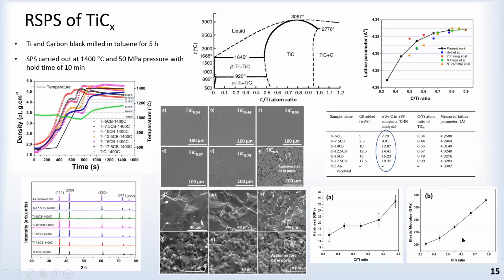We have measured the hardness and elastic modulus of these carbides as a function of the C by Ti ratio, and we also measured the lattice parameter, and from the lattice parameter we can get the C by Ti ratio using this kind of graph. This is very important because TiC is used as a reinforcement in metal matrix composites, and the properties are highly dependent on the carbon to metal ratio.